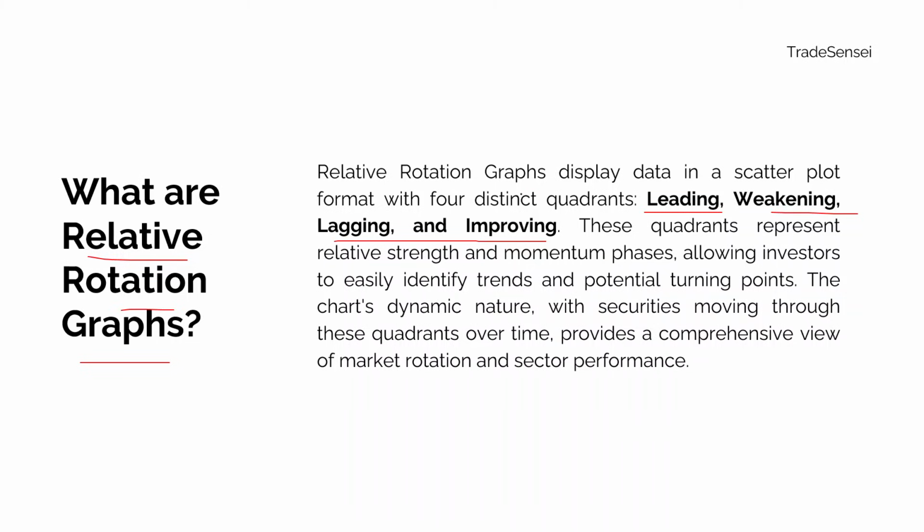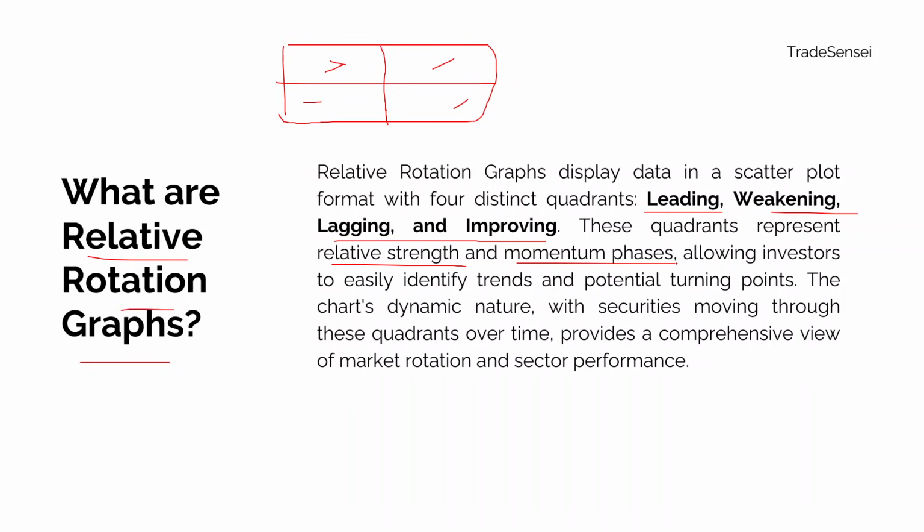Basically, an RRG is a graph like this, where there are four quadrants, meaning four different areas. A single chart is divided into four different areas, and the names of those four quadrants are leading, weakening, lagging, and improving. These quadrants represent relative strength and momentum phases, allowing investors to easily identify trends and spot potential turning points.